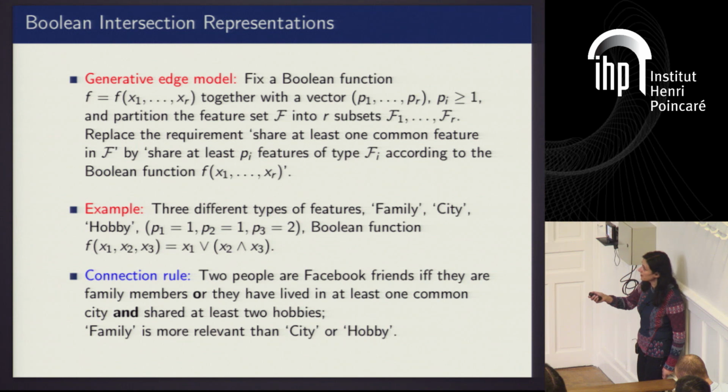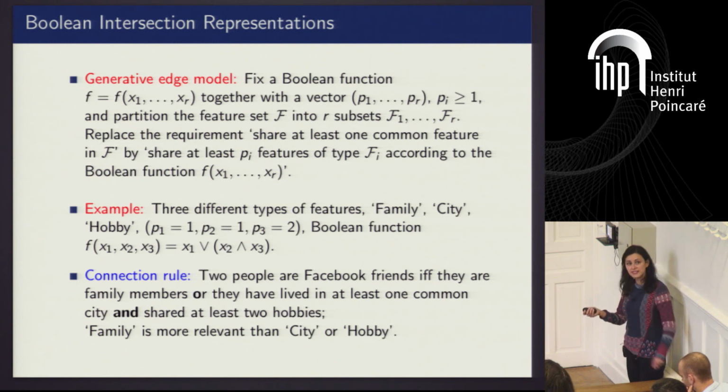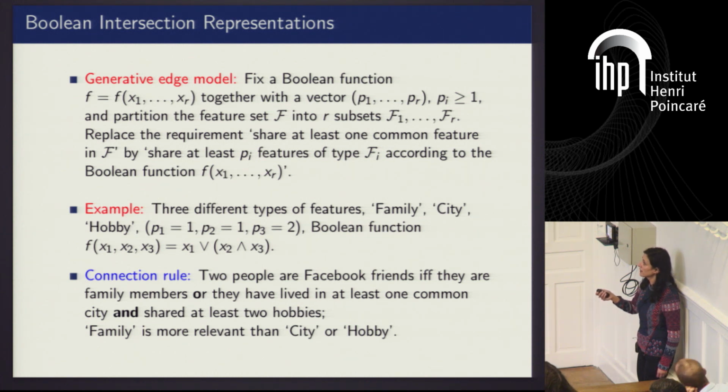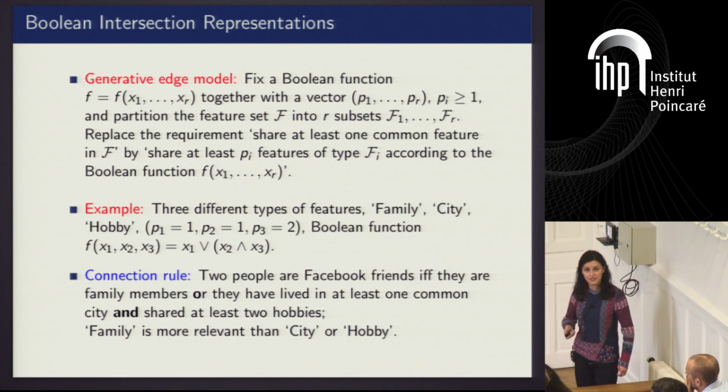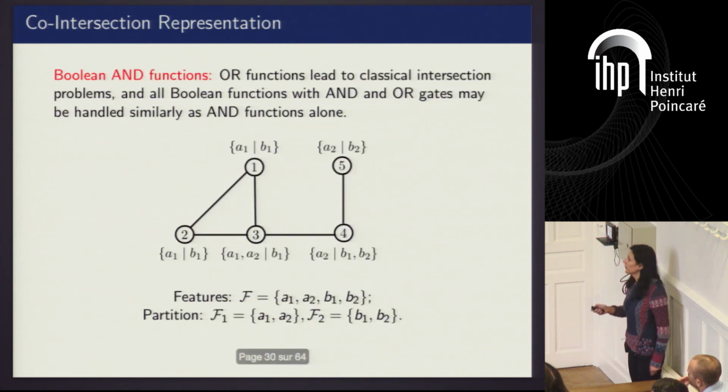So the Boolean function here encodes exactly that, because x1 corresponds to family, x2 corresponds to city, x3 corresponds to hobby. And all I'm saying is, for an edge to exist in this graph, I have to do assignments of features, which are first partitioned in such a way that I get an edge to exist if and only if this Boolean function is satisfied for the set of feature assignments I made. Is this clear? Hopefully. OK.